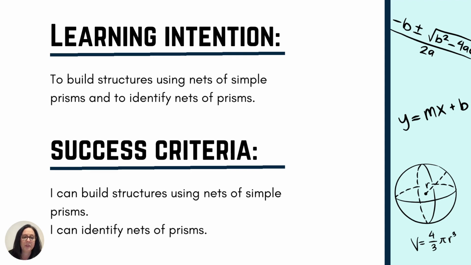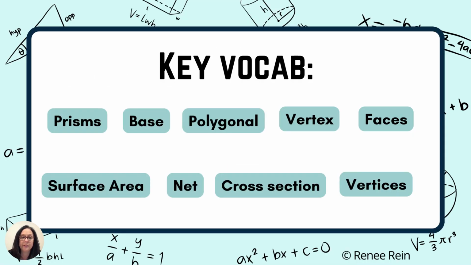Okay, so our learning intention is to build structures using nets of simple prisms and to identify nets of prisms. So that is the intention of your learning, and how you know that you've achieved that is your success criteria. By the end of the lesson, you should be able to build structures using nets of simple prisms. You will have the triangular prism that you build, and I can identify nets of prisms. So that is the goal for this lesson.